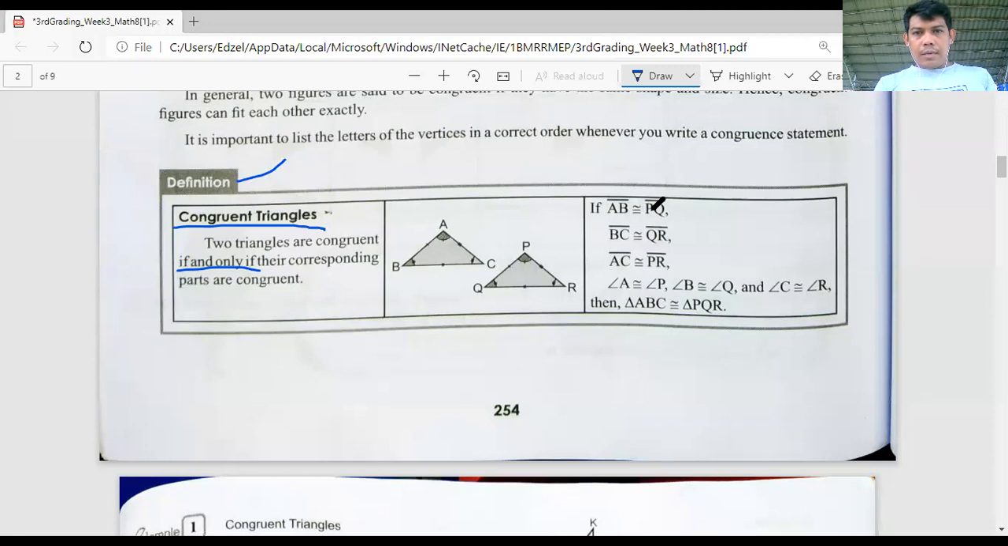So if side AB is congruent to PQ, and side BC is congruent to QR, and AC is congruent to PR, and the corresponding angles are also congruent, therefore triangle ABC is congruent to triangle PQR. That's how you write it in if-then form. This is the illustration and this is the definition of congruent triangles. Take note that all their corresponding parts must be congruent.